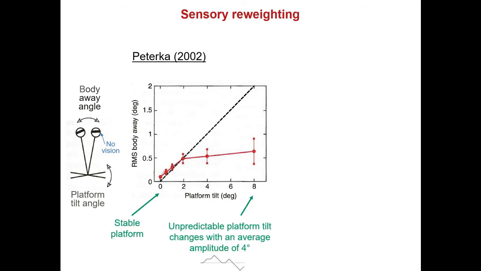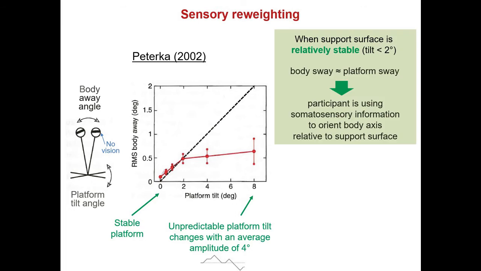What we see in this experiment is that when the support surface is relatively stable, in other words we have a tilt less than about 2 degrees, then body sway is equal to platform sway. In other words, as the platform tilts down, the body sways forwards. This means that the body stays aligned to the platform. The implication here is that the participant is using somatosensory information to keep the body oriented relative to the support surface.